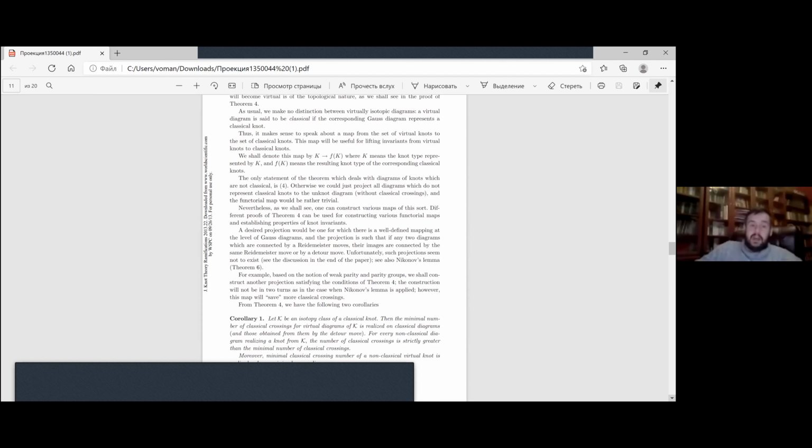So actually, there are some subtleties, and when we go to theorem 5 and theorem 6, we will see the subtleties. And actually, this theorem has a lot of corollaries.